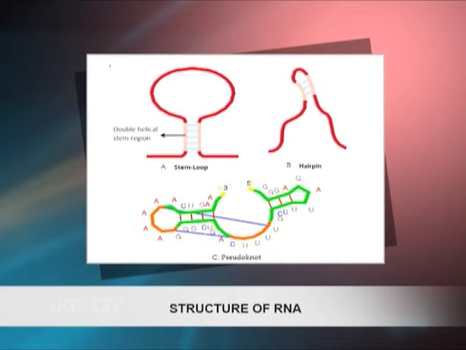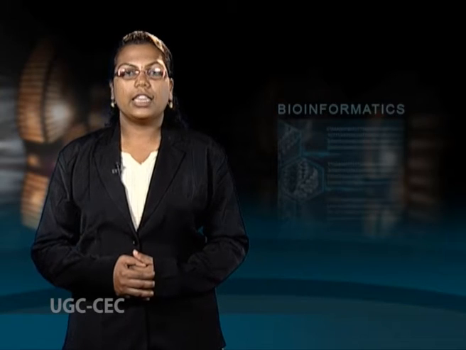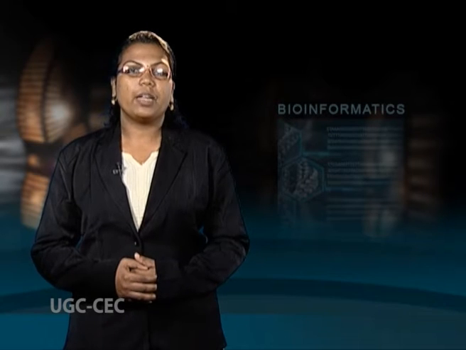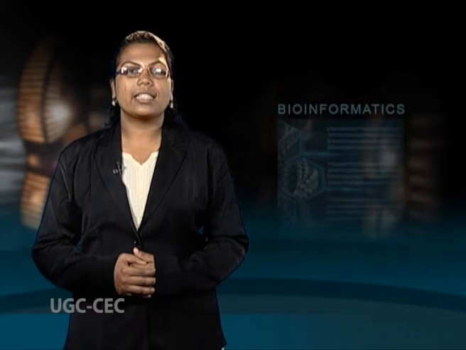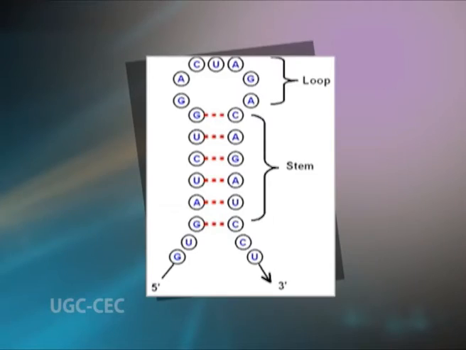This is the figure showing the structure of RNA. This complex structure will help to store information and catalyze its transmission. A stem loop-like structure, please see the figure on screen, is created when 2 complementary sequences within a single strand come together to form double helical structures.